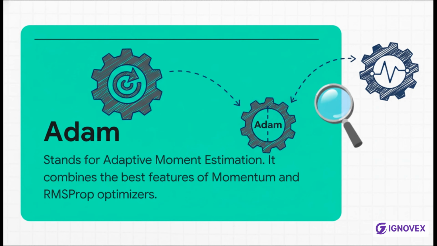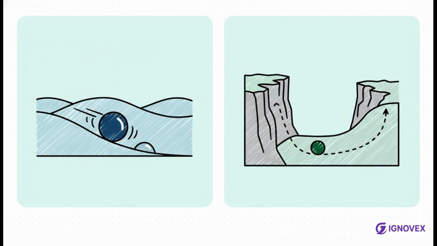And here's the cool part. It wasn't invented out of thin air. It's a brilliant combination of two other really powerful ideas, momentum and RMSProp. It literally takes the best of both worlds and smashes them together. So what are these two big ideas it's mashing together?